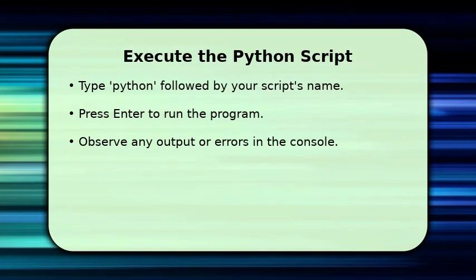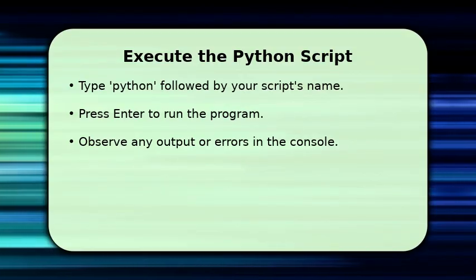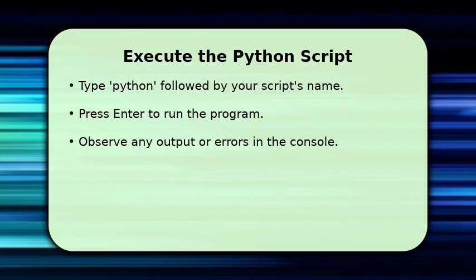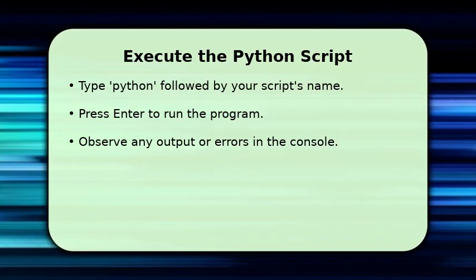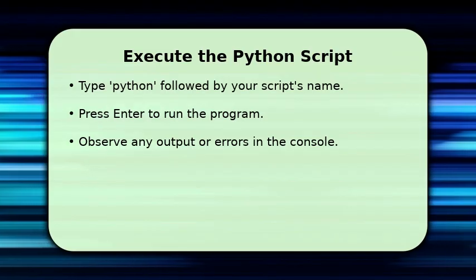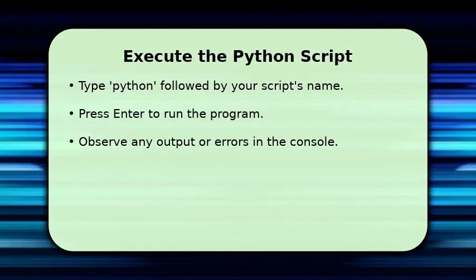With your terminal in the correct directory, executing your Python script is straightforward. Simply type python followed by the exact name of your file, like python myfile.py. After pressing enter, your program will run. Any output generated by your file handling operations, such as reading or writing data, will appear directly in the console, or errors will be displayed if issues occur.